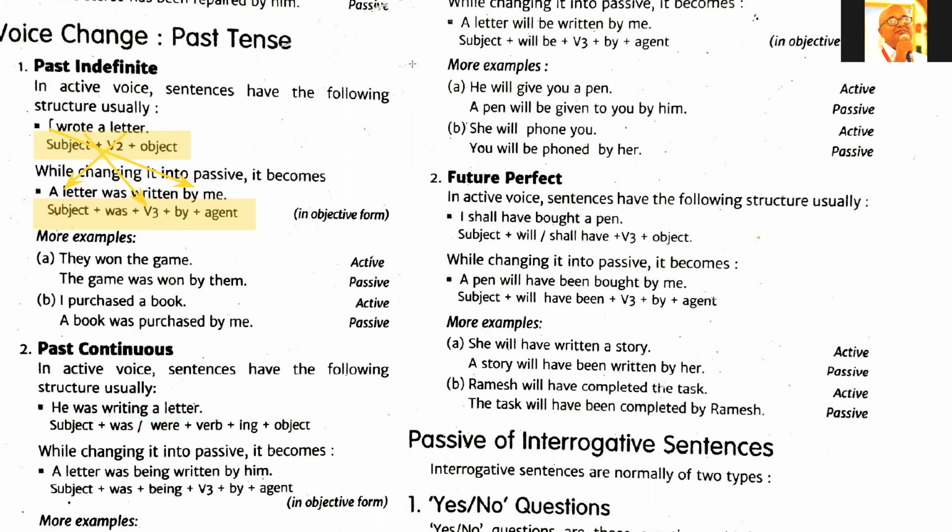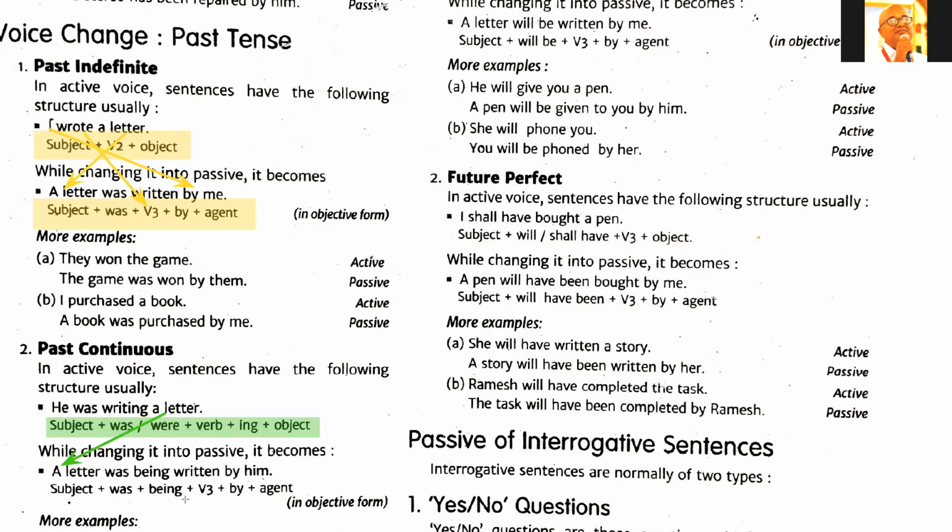Subject plus was or were plus verb ing plus object. Example, he was writing a letter. So here the object is a letter. Take it to the front. Then was or were being. Here a letter is singular, so was being.